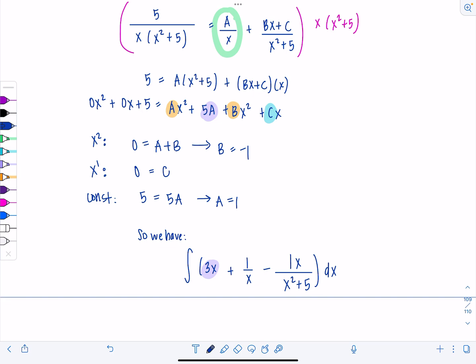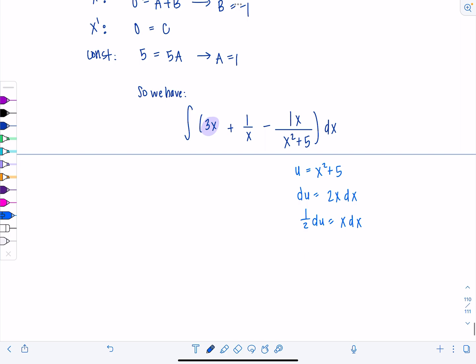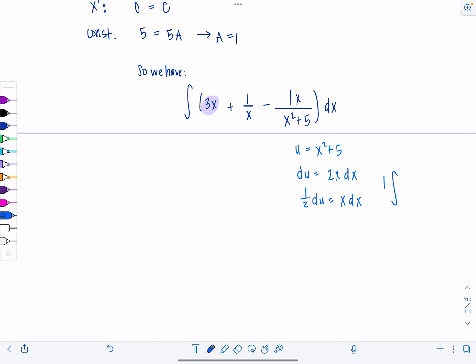Okay. This one we know, 3/2 x squared. This one we know its antiderivative, ln absolute value of x. This one's going to require a u sub, which I can do in my head. Can you? So you would let u equal x squared plus 5, and then du is 2x dx, so 1/2 du is x dx. And then in the end, because this u is in the denominator, you would have 1/2 times 1 over u du.